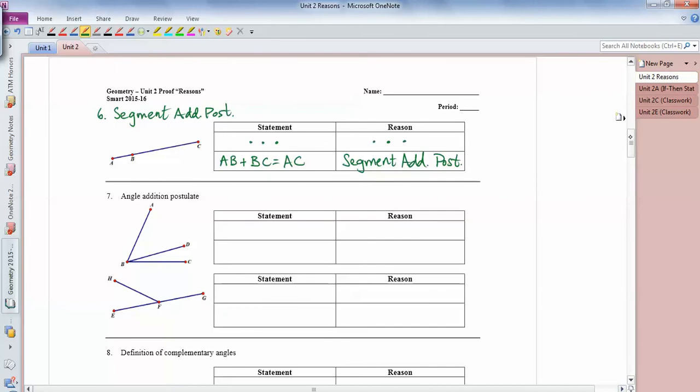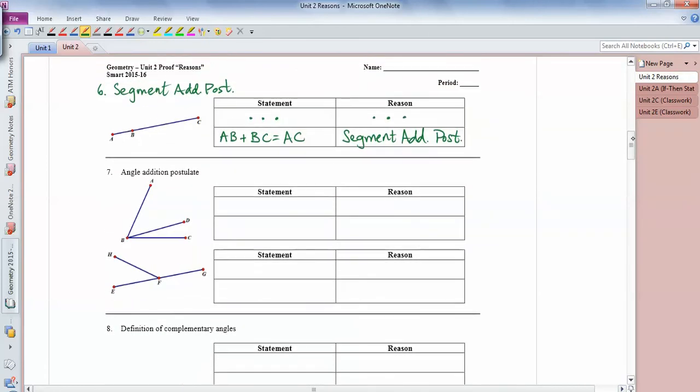Okay, then we've got the angle addition postulate, which is just like the segment addition postulate, except the angle version. So just like the segment addition postulate says, take 2 segments that are right next to each other, add them together to get the whole segment. The angle addition postulate says take 2 angles that are right next to each other and add them together to get the big angle. So it doesn't really matter what comes before it because it doesn't have to build off something beforehand.